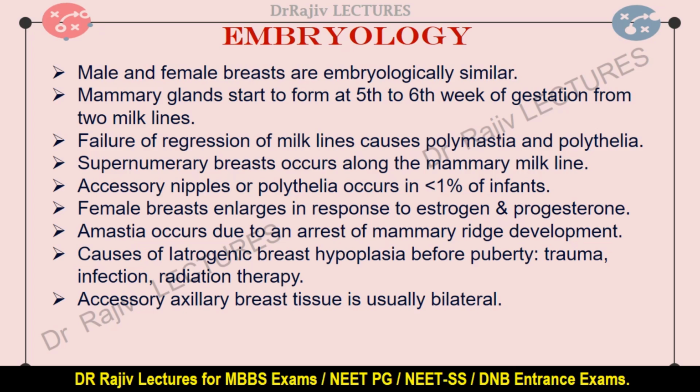Accessory nipples or polythelia occurs in less than 1% of infants. It may be associated with certain congenital conditions and anomalies such as urinary tract and cardiovascular anomalies. Supernumerary breast or polymastia occurs along the milk line. They most frequently lie between the normal nipple and the symphysis pubis. They are associated with certain syndromes such as Turner syndrome. Accessory axillary breast tissue is an uncommon condition and usually it is bilateral. It develops outside the normal breast area, most commonly in the axilla.